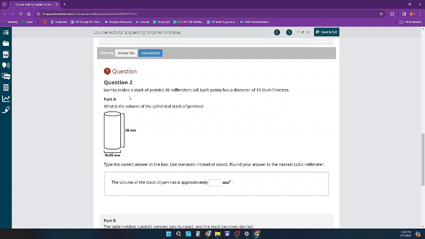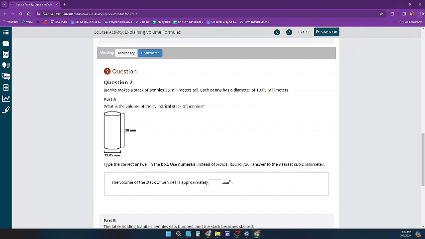Moving along, question 2 gives us the situation. Juanita makes a stack of pennies 38 millimeters tall. Each penny has a diameter of 19.05 millimeters. What is the volume of the stack of pennies? Well, luckily we remember our formula for volume, and this just becomes a plug-in game.